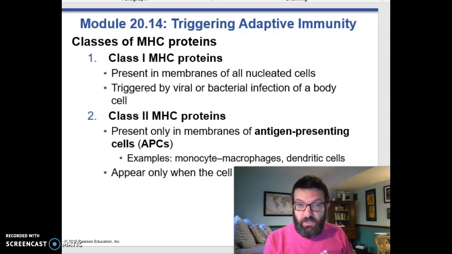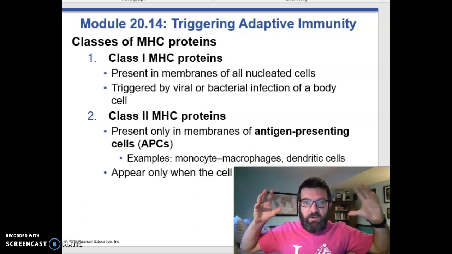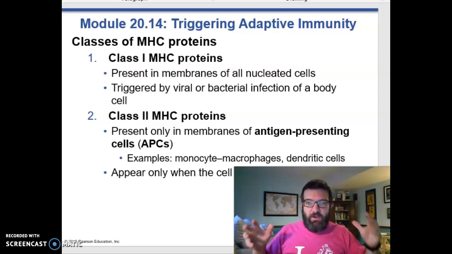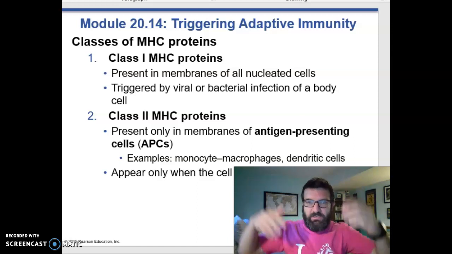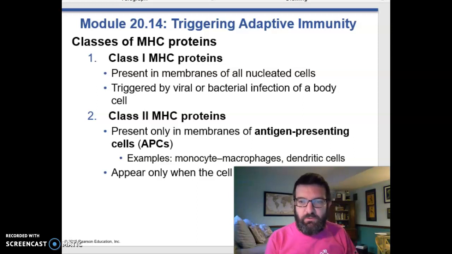So as we discussed in the last video, our cells have these sort of protein frames called major histocompatibility complexes, or MHCs, that can hold examples of proteins in them, like a frame. They hold it out for inspection by other cells. And there are two main types.